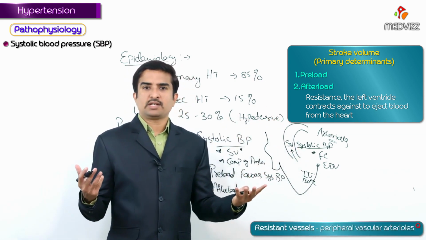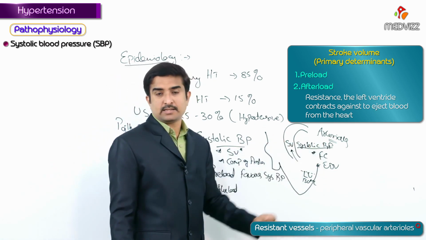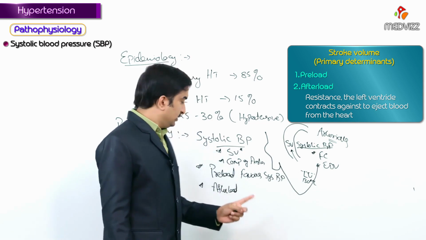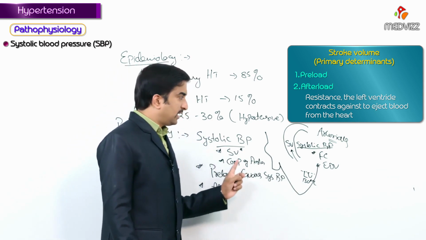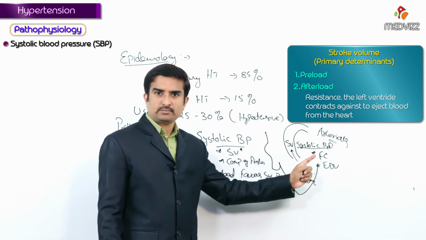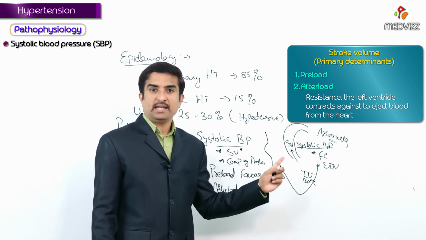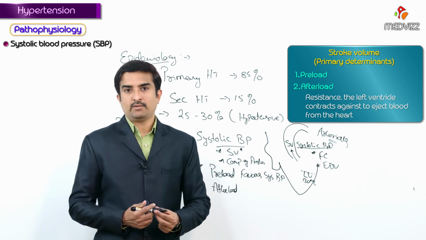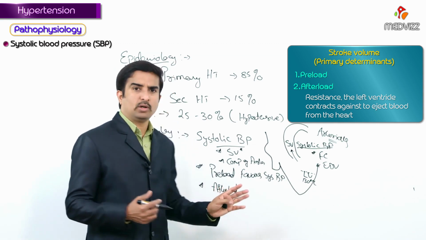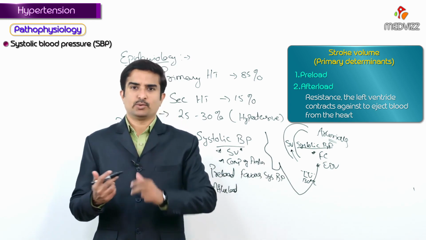So afterload means it is the resistance the left ventricle contracts against the ejected blood from the heart. The usual resistance is actually seen in the peripheral vascular arterioles, in the peripheral vessels. So this is what is called the afterload, which means if the resistance is greater, then remember that the systolic blood pressure will be affected according to the decrease or increase in the resistance. So here let me talk about what are the examples of afterload. First one is aortic stenosis.